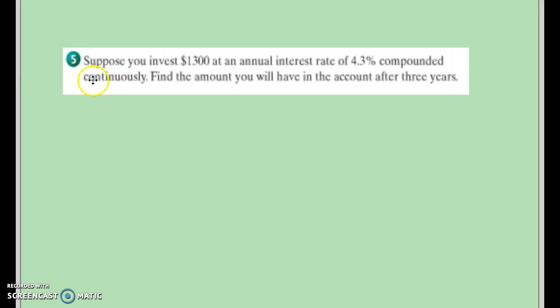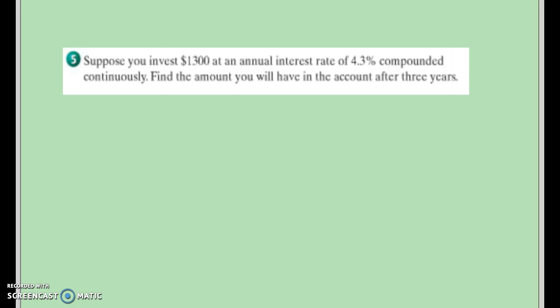Here I want you to go ahead and try this one. Suppose you invest $1,300 at an annual interest rate of 4.3% compounded continuously. Find the amount that you'll have after 3 years. Go ahead and do this and see what you come up with.